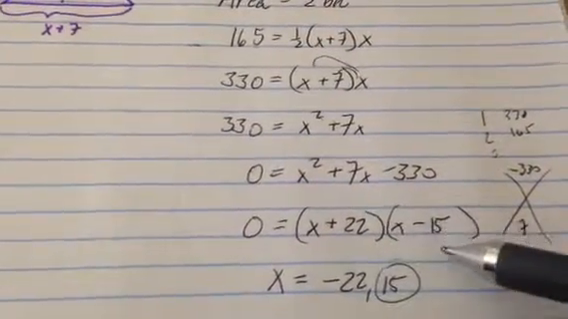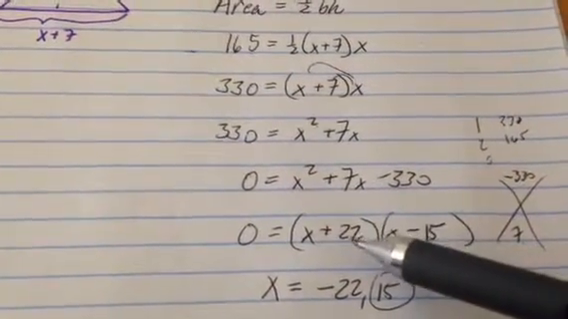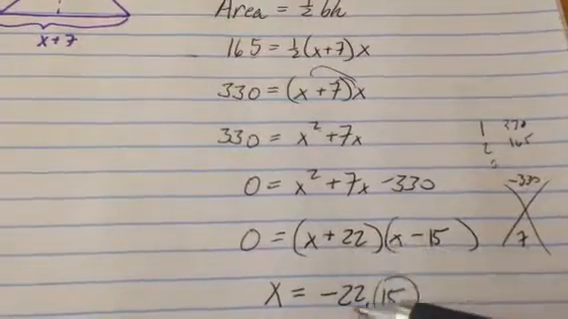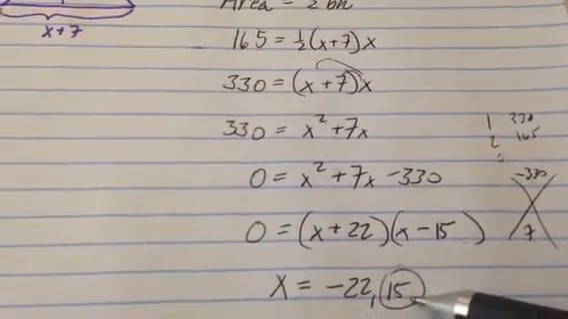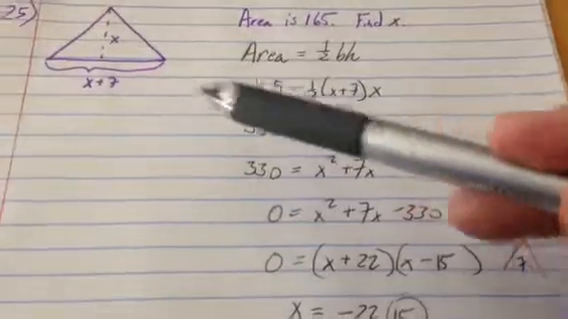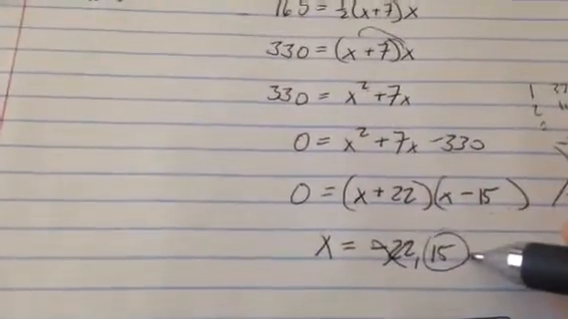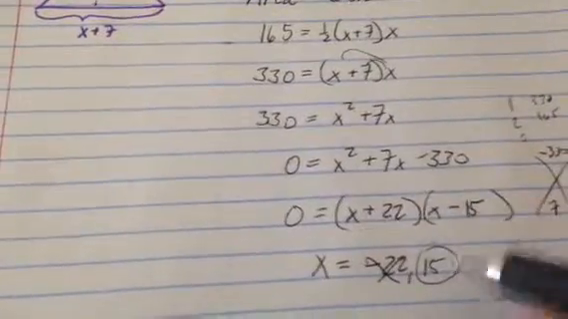Once we have it factored, then we can tell that our solutions would be a negative 22 and a positive 15. And because we're dealing with the real height of a real triangle, we'll ditch the negative 22 answer and just put in the 15. Now that's our answer, we're done.